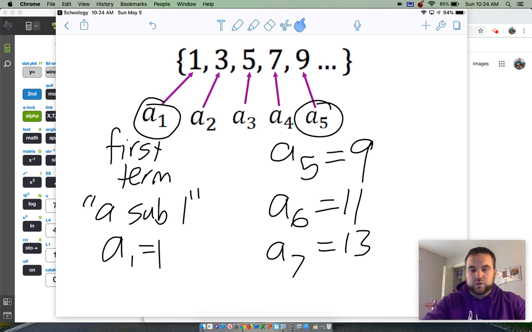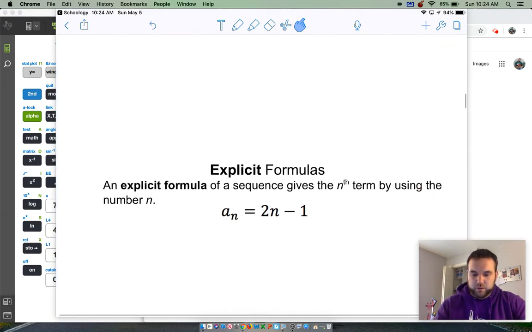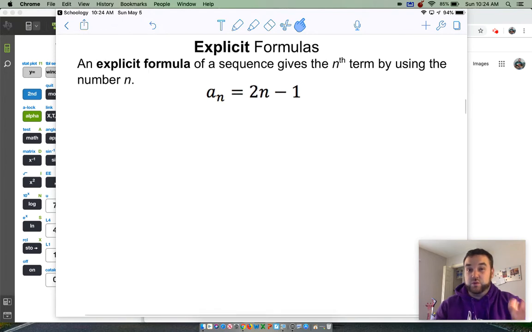Okay, so every number in the list is called a term, and to show what number term we're talking about, which number in the list, we use the letter A with the subscript. So sequences and terms. I'm going to use those words quite a bit. We're going to write two types of formulas.